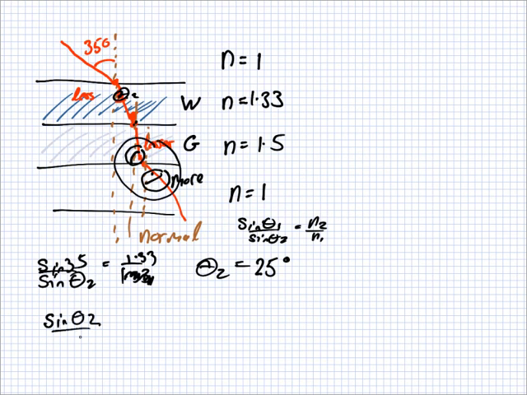Sine theta 2 over sine 25, is it? 1.5 over 1? Wait, you don't use 25. Are you sure? Because 25 is the incident into the glass, and then there's the I. So what angle do I use? The I. 25 is the I into the glass. So I have this backwards. No, you have to find the I. For 1 mark. I mean, 25 is the incident into the glass.